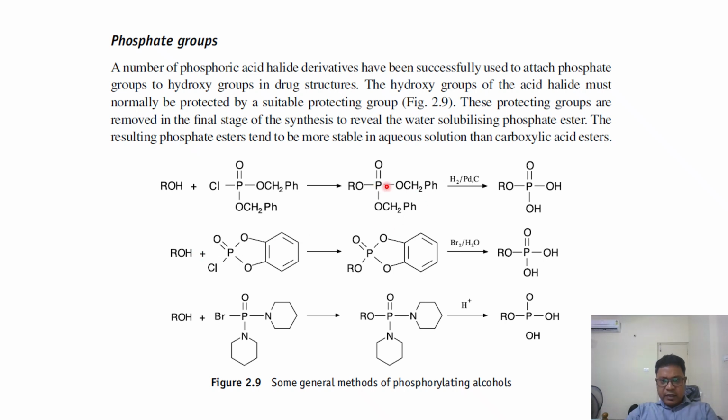And in the next step, we can simply hydrolyze the ester to get the free phosphoric acid group, and this free phosphoric acid containing drug molecule is way more easily soluble in water compared to the free drug molecule. So this is how it is possible to increase the overall water solubility of the drug molecule by incorporating a phosphoric acid group using this kind of phosphate ester.